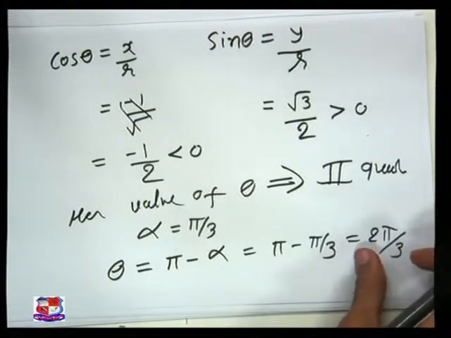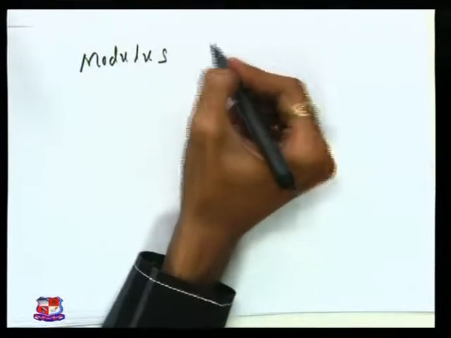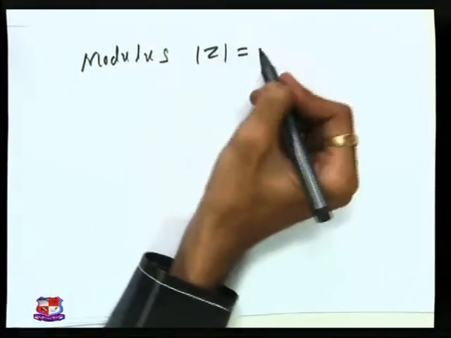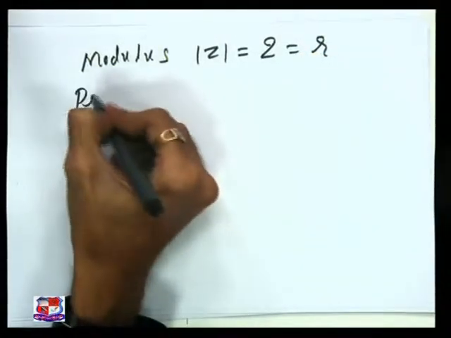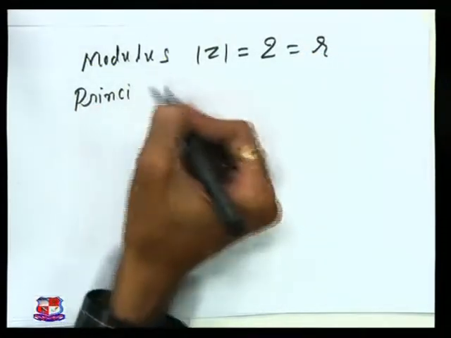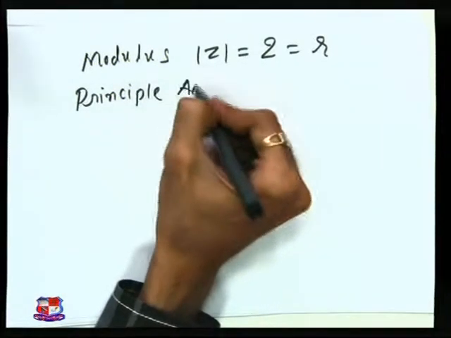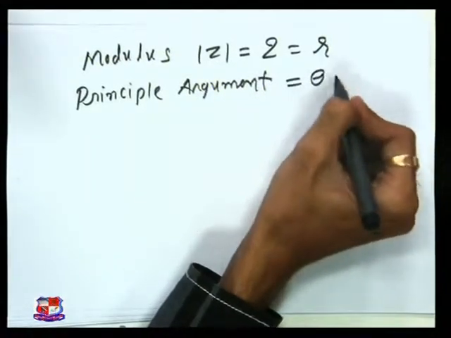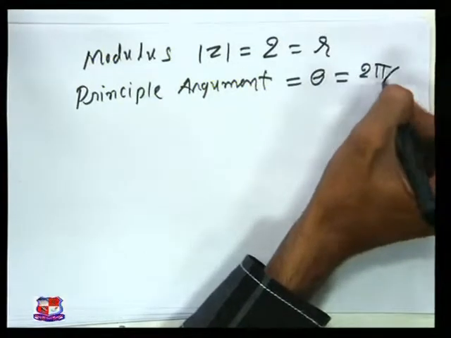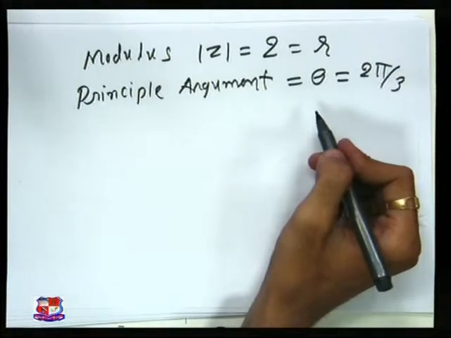So after all, what we have got is the modulus, mod of z, that is equal to 2, is equal to r, and the principal argument, that is equal to theta, is equal to 2 pi by 3. So this is the modulus and principal argument.